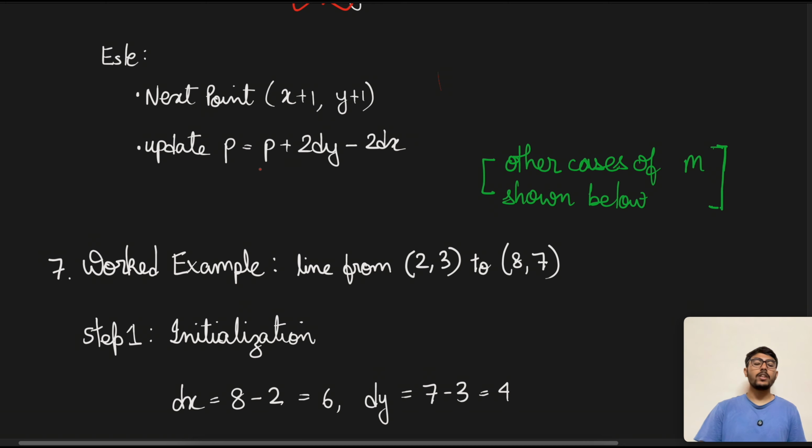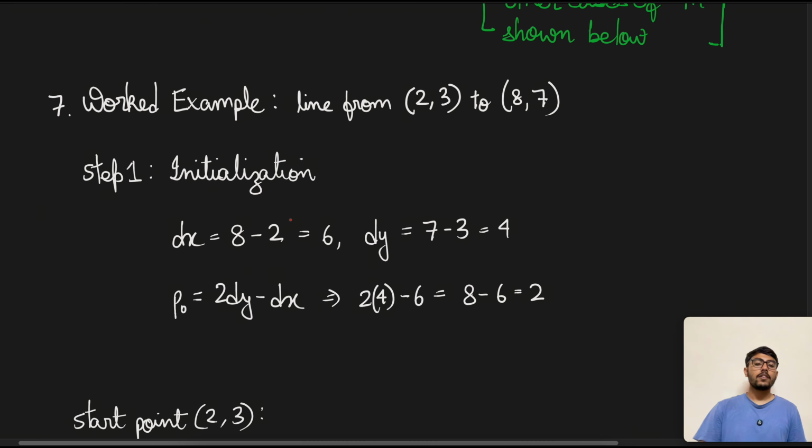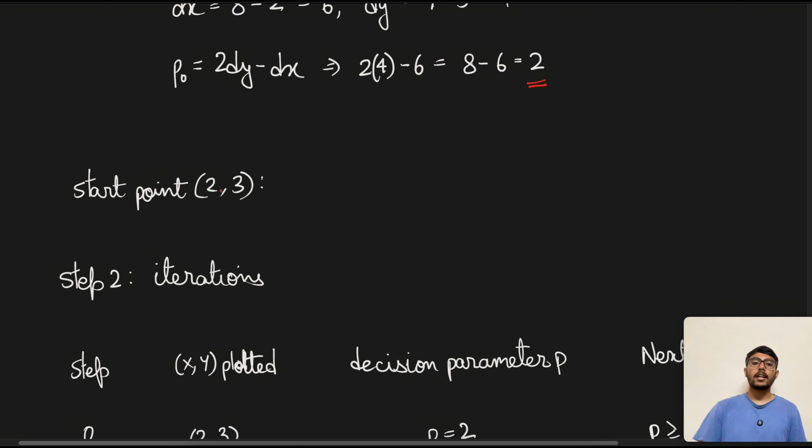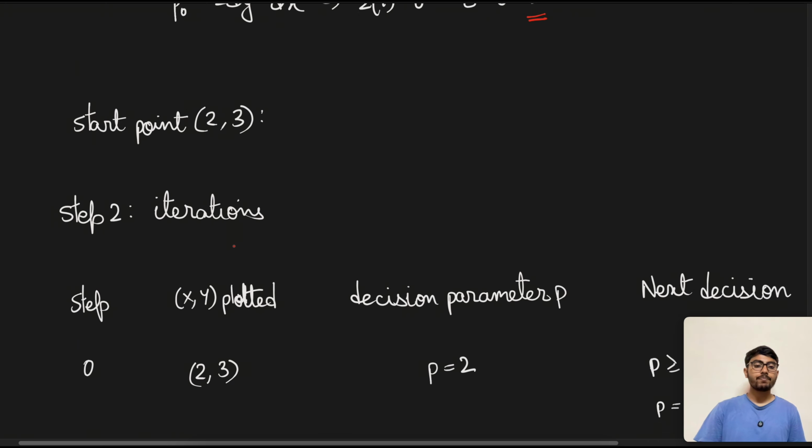Okay, so now we'll see the worked example of that. From the line point (2, 3) to (8, 7), we see the initialization: dx equals 8 minus 2, which is 6, and dy equals 7 minus 3, which is 4. So we calculate p0, which is 2dy minus dx, and it comes out to be 2. For the second case, the else part, the starting point is (2, 3).